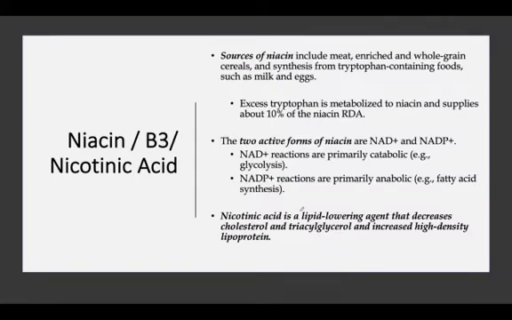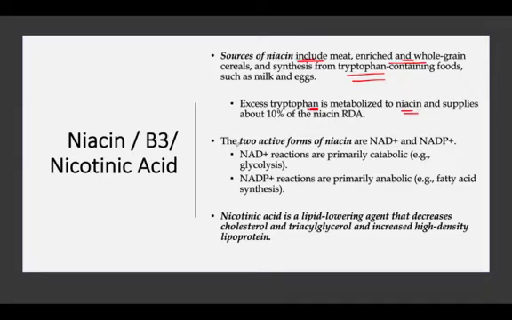We move on to the next water-soluble vitamin, which is known as niacin, vitamin B3 or nicotinic acid. The richest source of niacin is meat, and niacin can also be derived from whole grains and food sources that are rich in tryptophan. In fact, if you look at the metabolism of niacin, excess amino acid tryptophan is metabolized to niacin, and this actually supplies 10% of the recommended daily allowance of niacin.